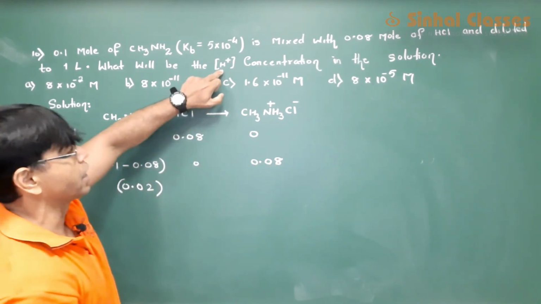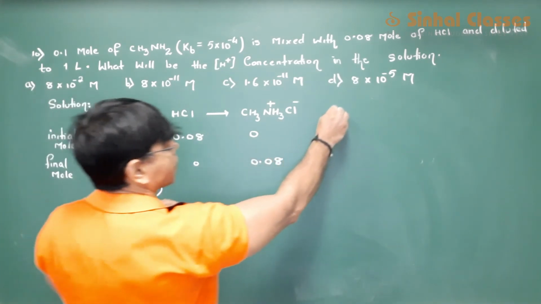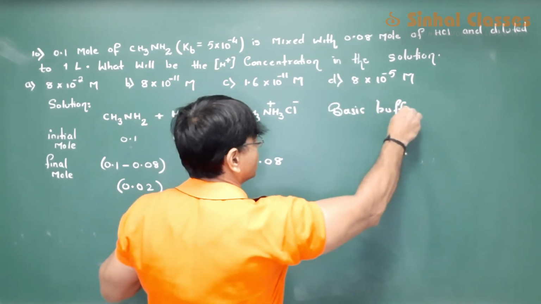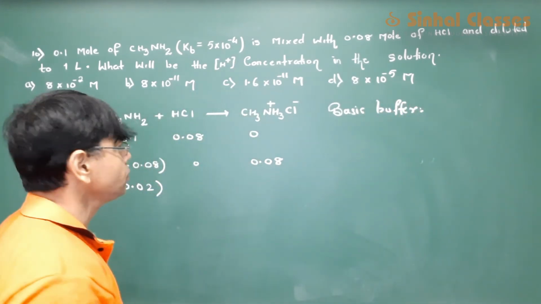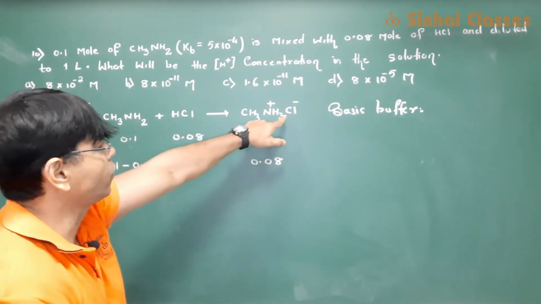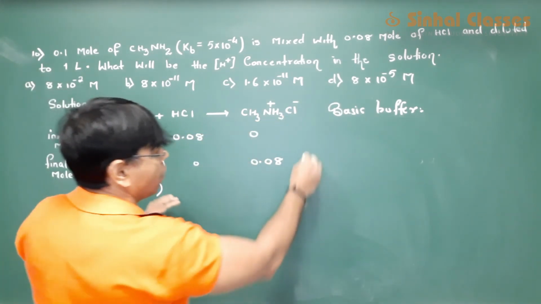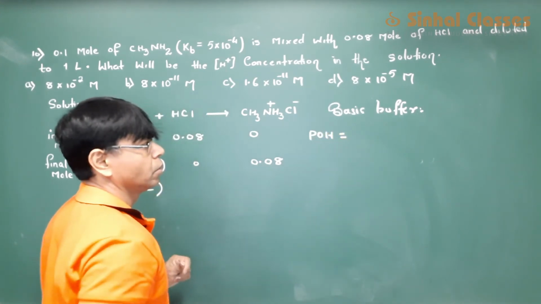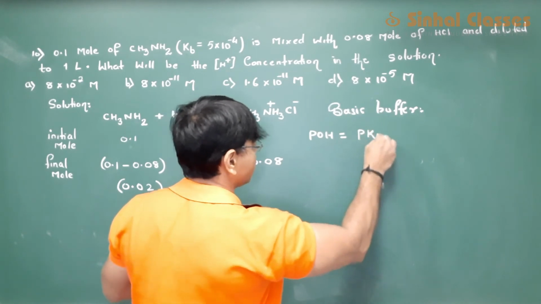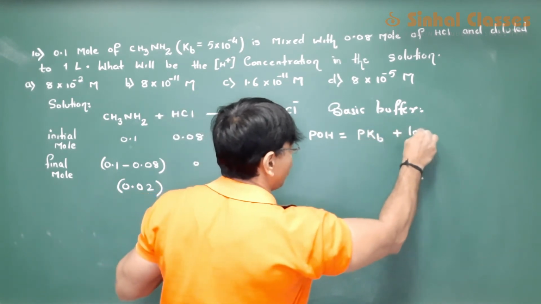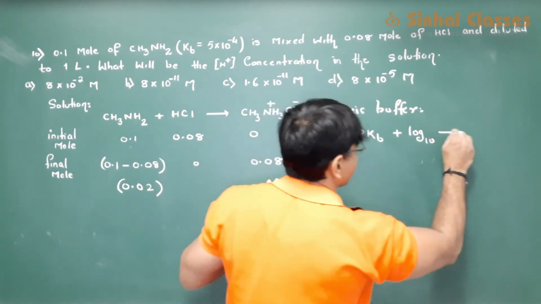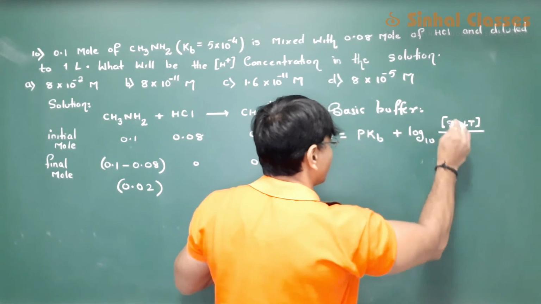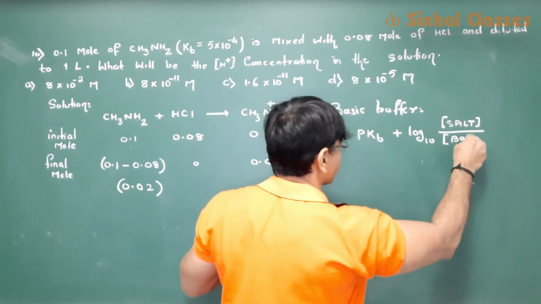Now we wanted H plus. Now this is a basic buffer. A weak base solved with a strong acid is a basic buffer. For a basic buffer, we have pOH is equal to pKb plus log to the base 10 of the ratio of salt concentration upon base concentration.